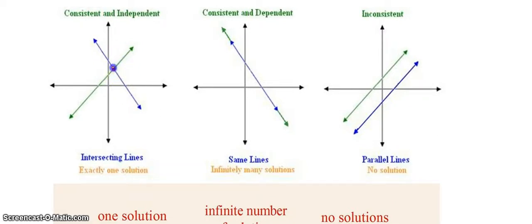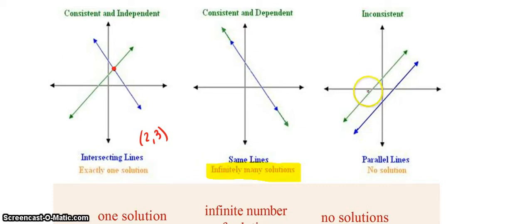You can have two lines that intersect at one point, so you'd have exactly one solution. So that could be like (2, 3), where x is 2 and y is 3. That's how you'd write your solution. Or I can have a solution where the lines are exactly the same. So you see the blue line and the green line overlap. That means any point on the line is a solution. So there will be an infinite amount of solutions.